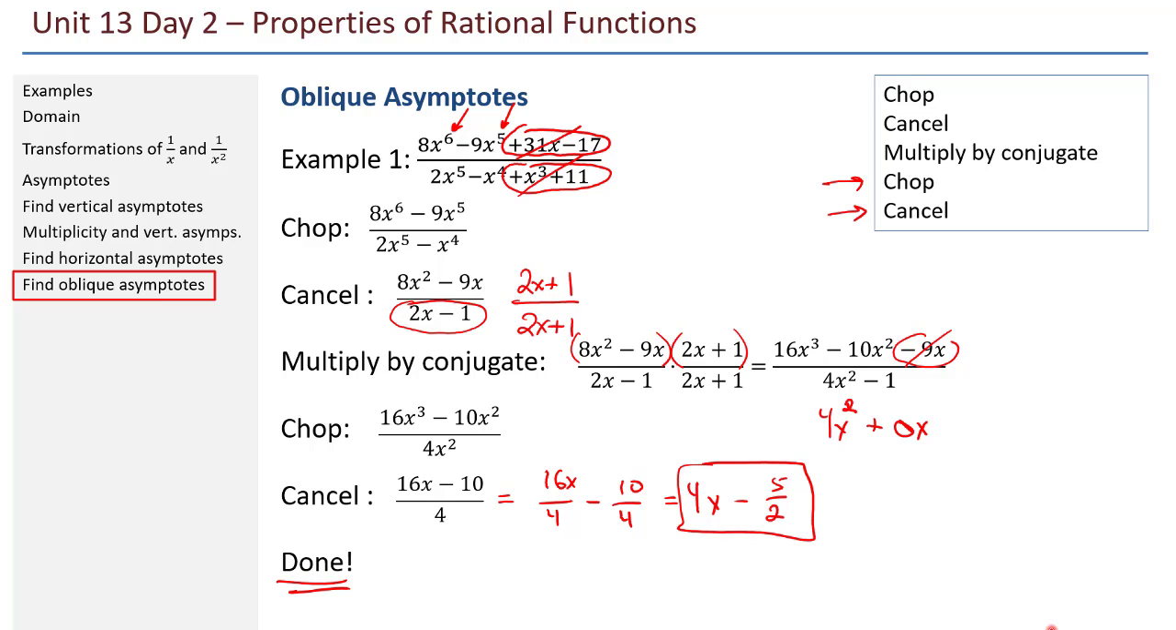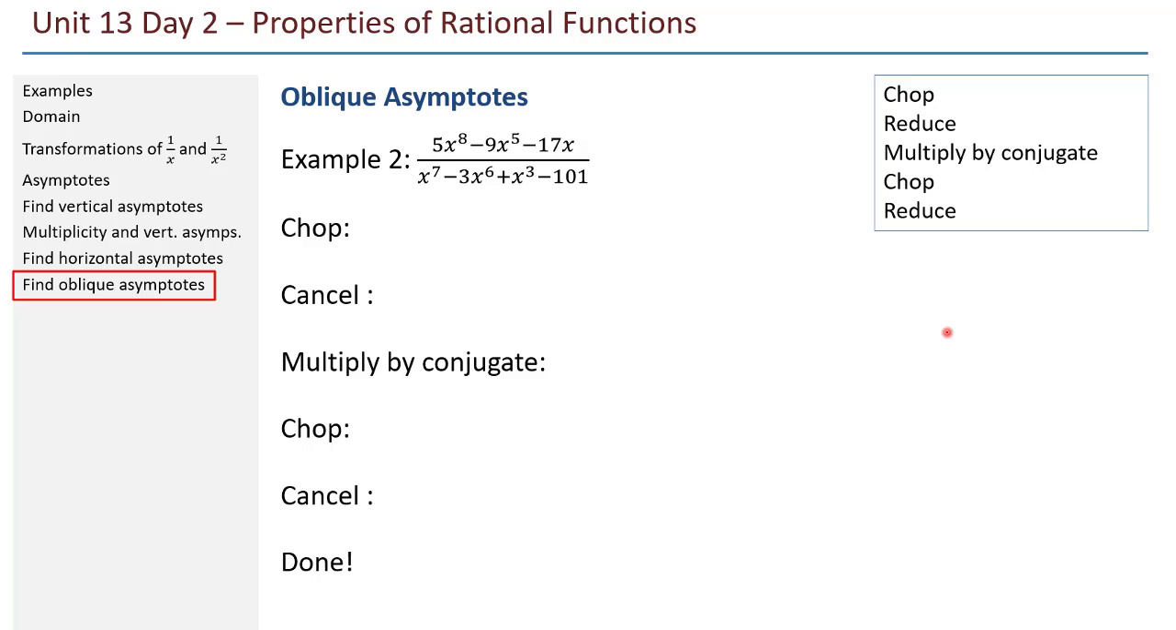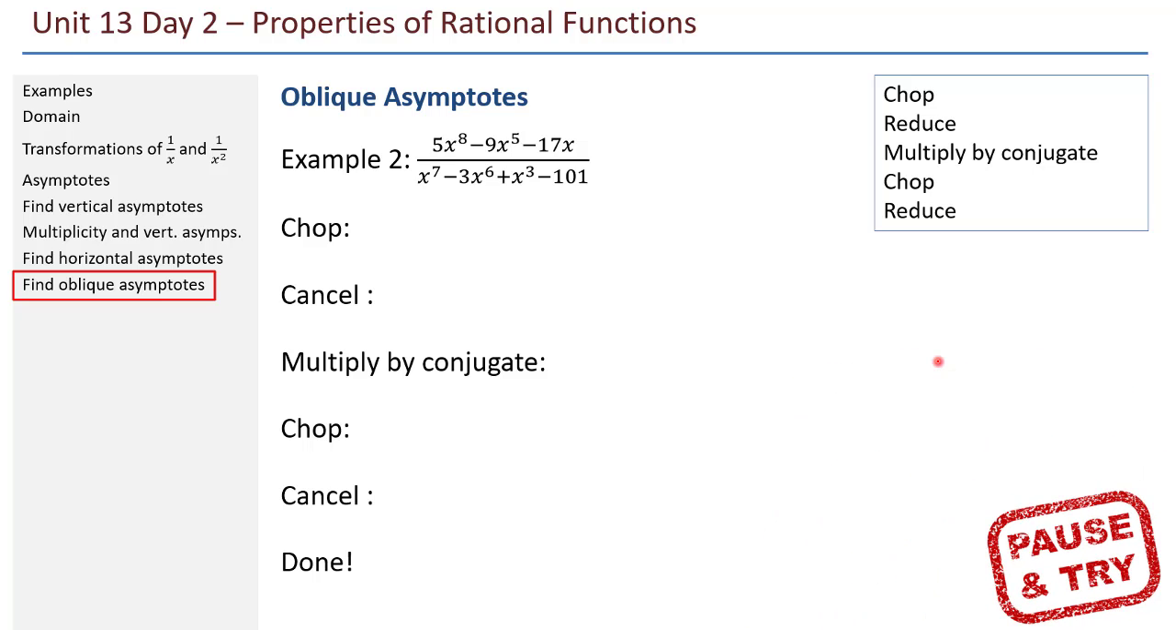So it's really kind of a curious process, right? Chop, cancel, multiply by the conjugate of the denominator, chop and then cancel, and then you'll be done. After that process, you will have your answer. Let's do one more example, and in fact, I'll invite you to pause the video and give this a try. The one warning I might say at the beginning of this is look carefully at the top.